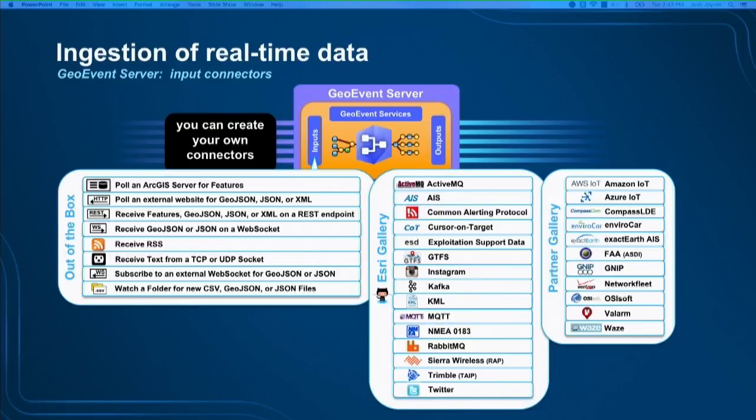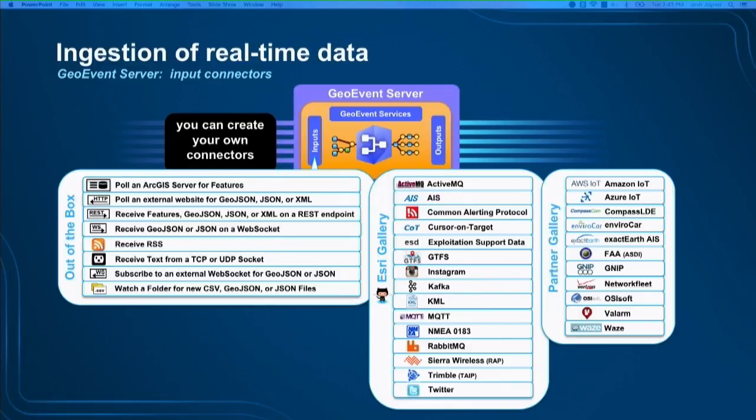If you want to receive an RSS feed, you can do that. If you want to read from a file. Of course, we can also connect to other ArcGIS-centric things such as feature services or other stream services. But really, these are the generic connectors that let you adjust to lots of different sources.